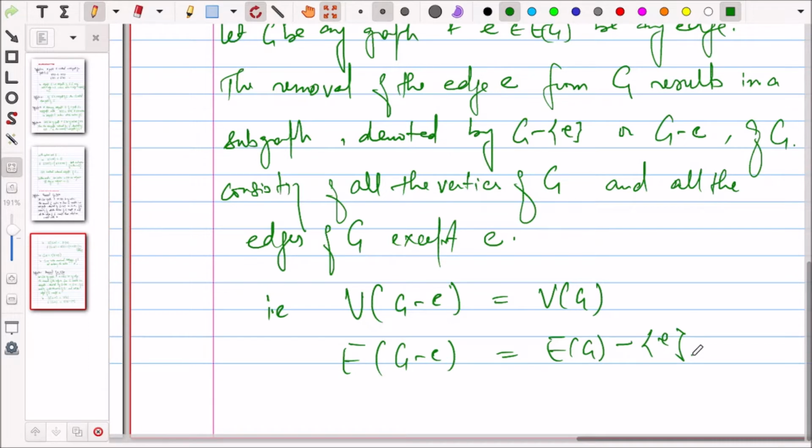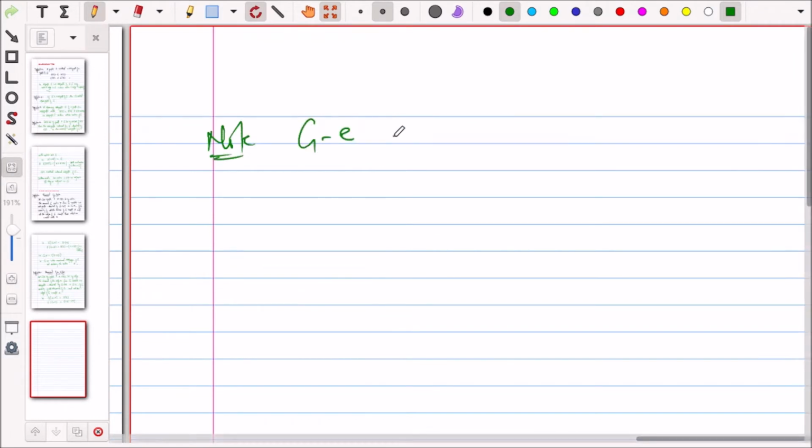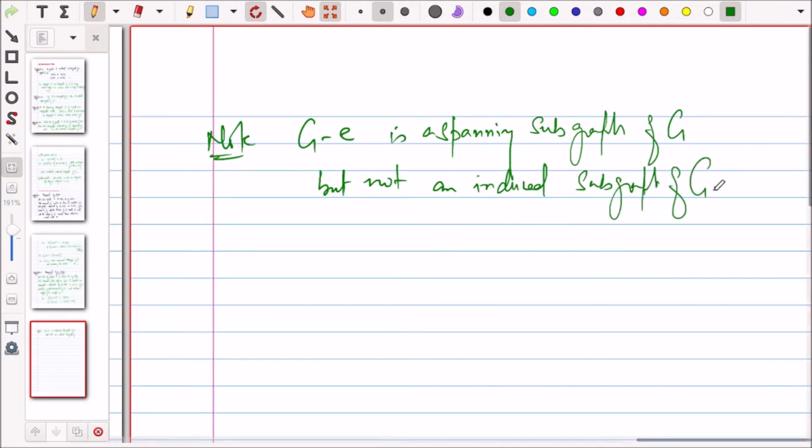Spanning subgraph. Yes, it is not an induced subgraph because not all the edges are present in it. Oh, sorry, it is a spanning subgraph, but not an induced subgraph. So note G minus E is a spanning subgraph of G, but not an induced subgraph of G. ठीक है?